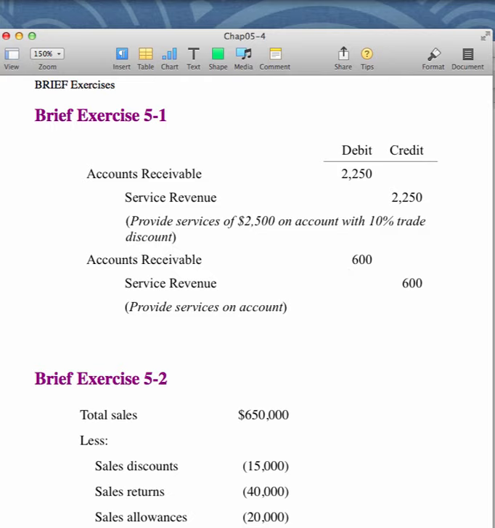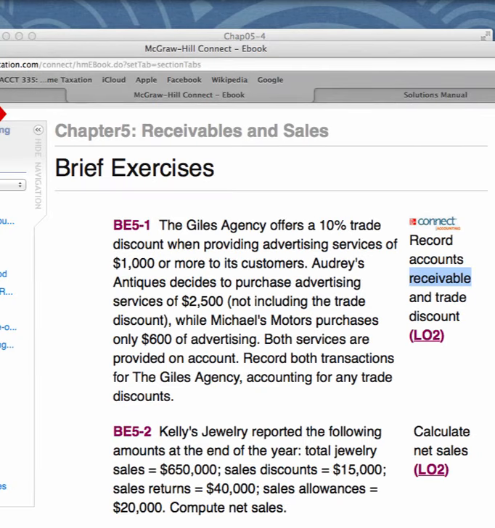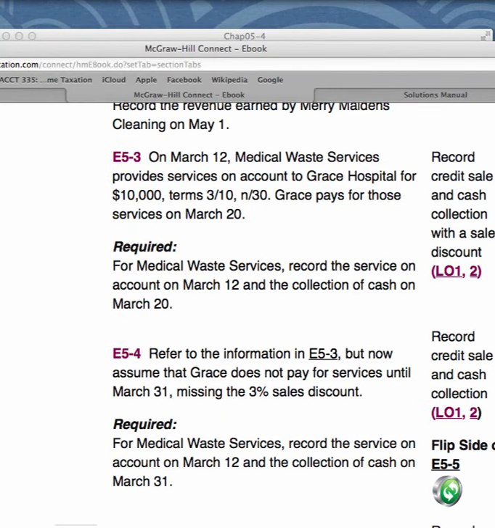Now, in the case of sales discount, we'll look at a different scenario. Medical Waste Services provides services on account to Grace Hospital for $10,000. The terms are 3/10, n/30, meaning that if the sales invoice is paid within 10 days, Grace Hospital is entitled to a 3% sales discount.